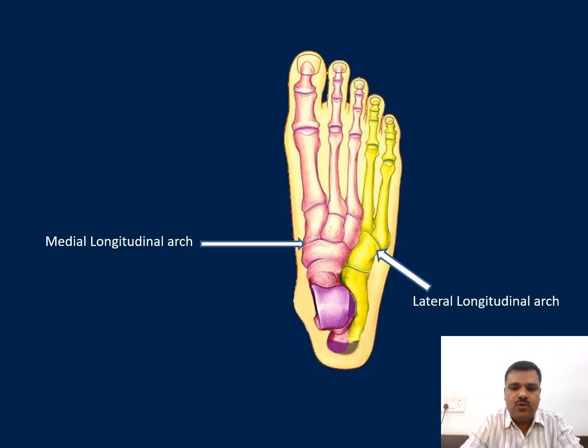Now there are different bones which form the arches. Here we can see the medial longitudinal arch, which is formed by the calcaneus, then talus, the navicular, three cuneiforms, and three metatarsals. And the lateral longitudinal arch is formed by the lateral half of the calcaneum, then cuboid, and the fourth and fifth metatarsal.